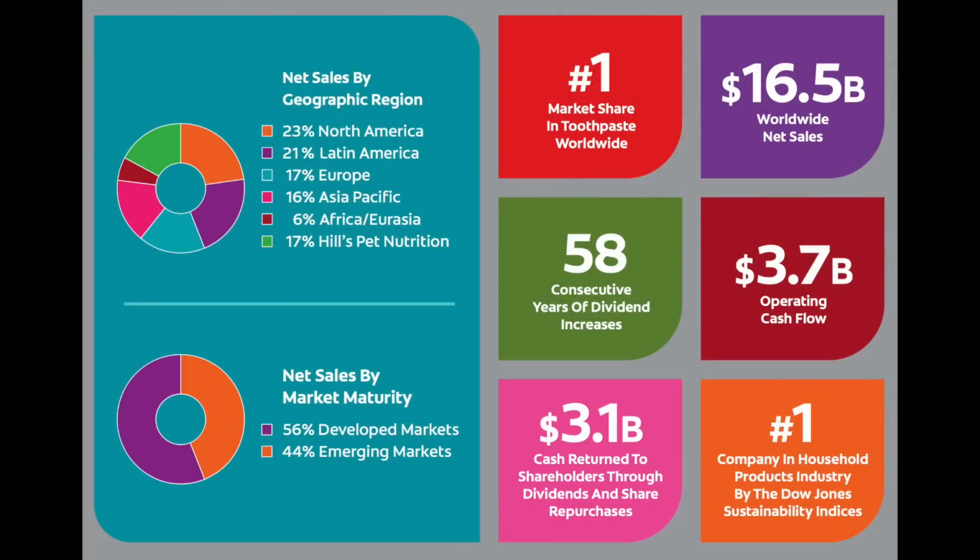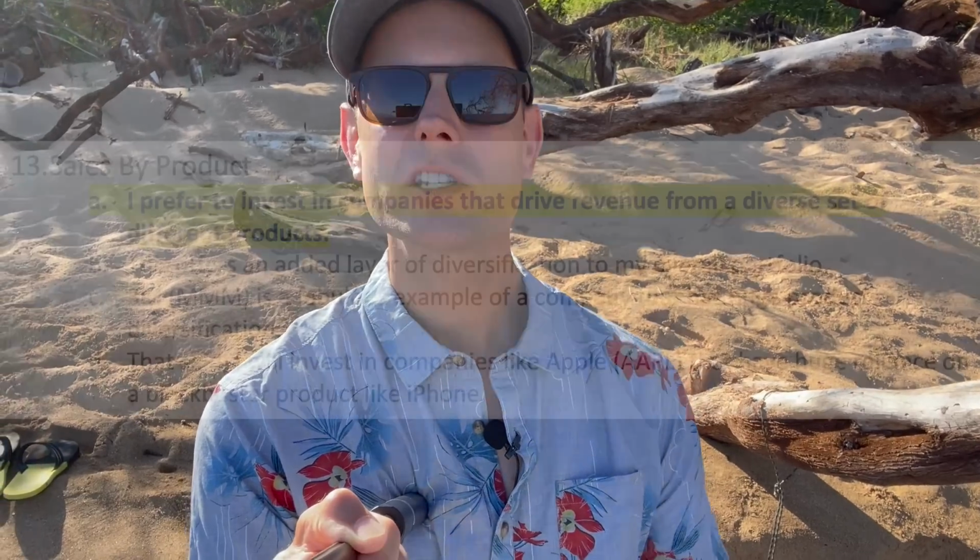And it's not only that I own stocks like Danone that are based internationally, but I have US stocks like Colgate-Palmolive that do a huge amount of business internationally. And so I have one more metric in my guide today, and that is sales by product.